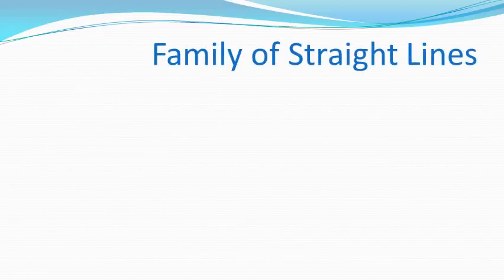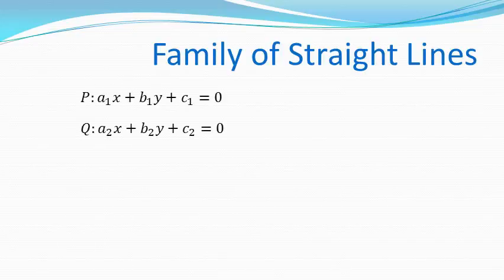The family of straight lines concept represents all straight lines which pass through the intersection of two given lines. So if P is one line and Q is another line, then the family of straight lines which passes through the intersection of these two is given by P plus lambda Q equals 0. Lambda is a parameter and it has to be found from some other given condition in the question.